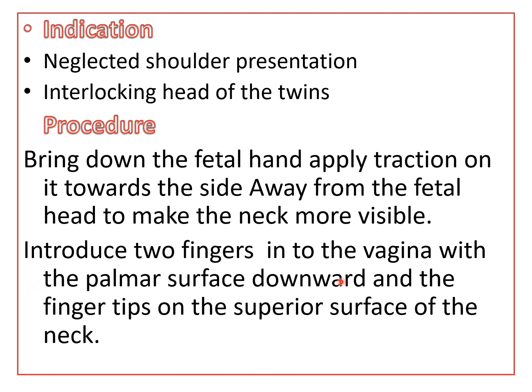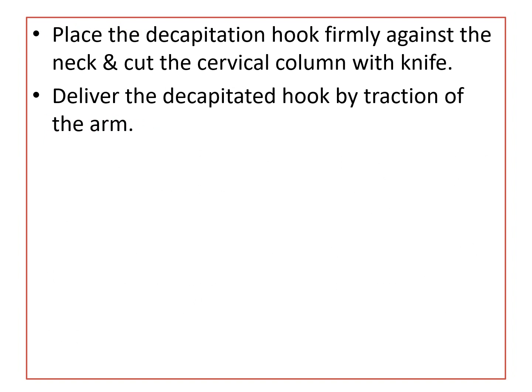Introduce two fingers into the vagina with the palmar surface downward and the fingertips on the superior surface of the neck. See, introduce the left hand into the vagina and keep the fingers over the neck of the baby. Then, under the guidance of that hand, place the decapitation hook firmly against the neck and cut the cervical column with the knife. After cutting it, deliver the decapitated head by the traction of the arm. And later, you can go for the delivery of the head and the trunk of the baby.